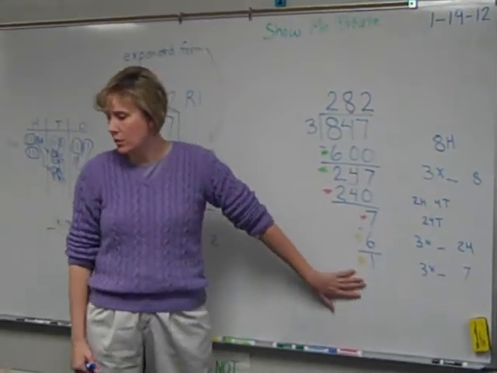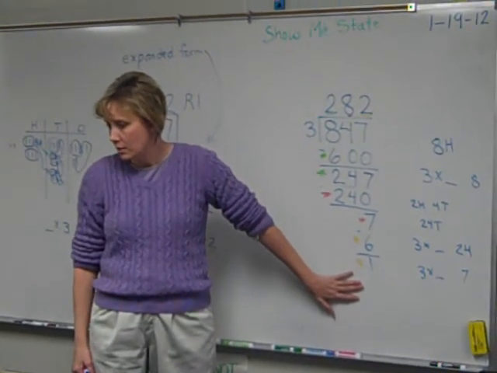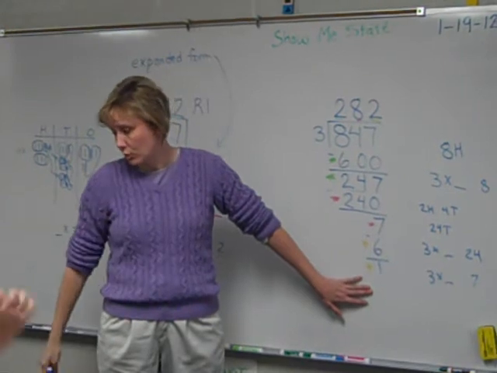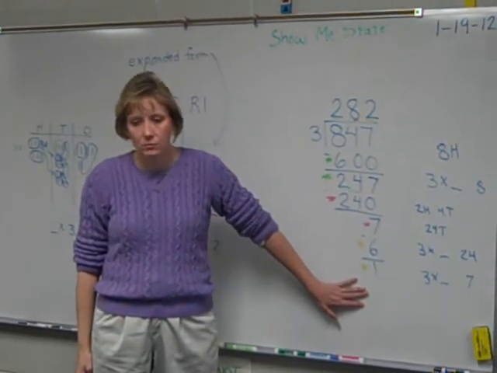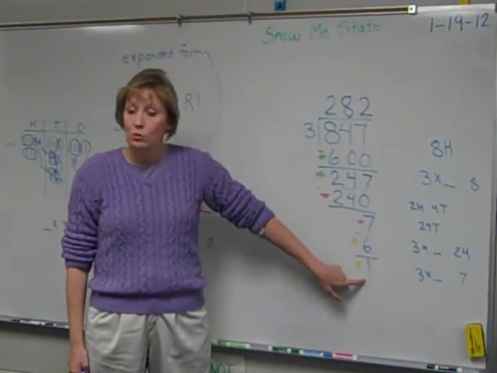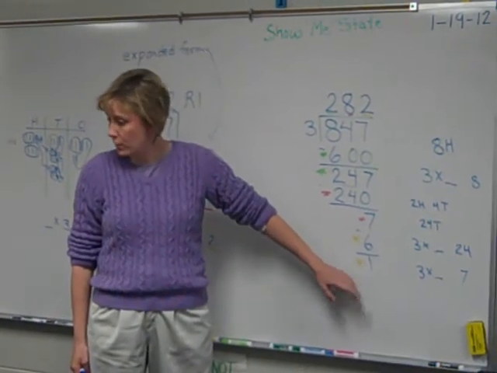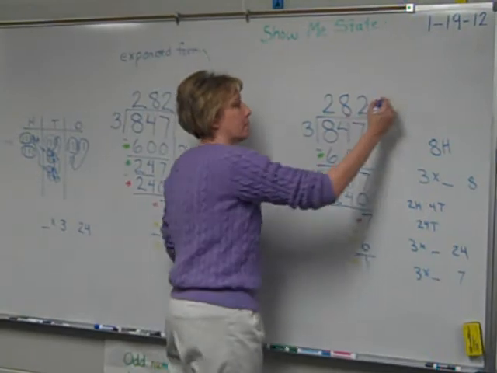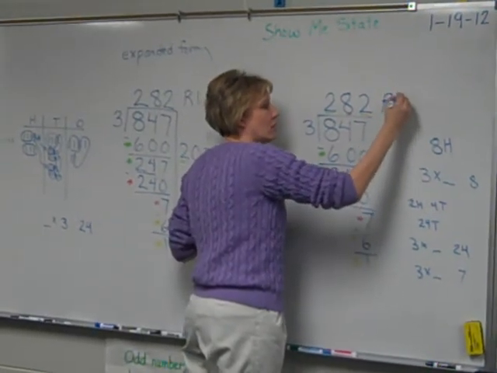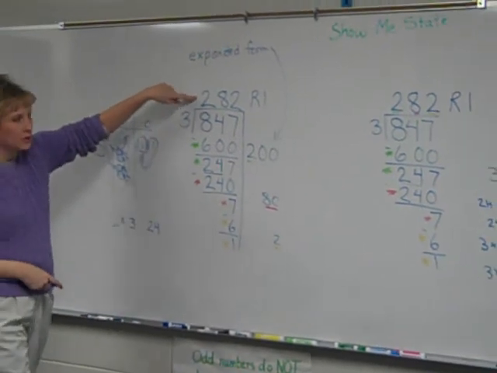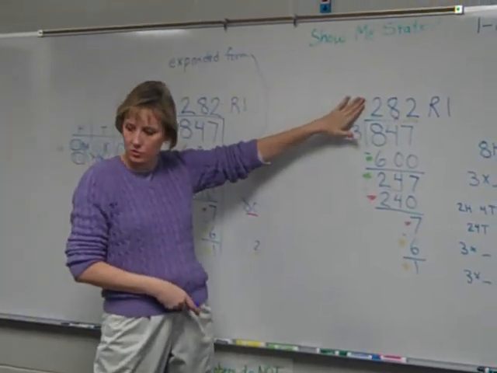Okay? So my final answer, I have to remember to double check, did I have anything left over? I can't put that 1 into any groups, can I? If I do, my groups will not be equal. And division is all about equal groups. Okay? When you get older, you might turn this one into a fraction or into a decimal, but in 4th grade, we're just going to call it a remainder. Capital R, 1. 282 remainder 1.